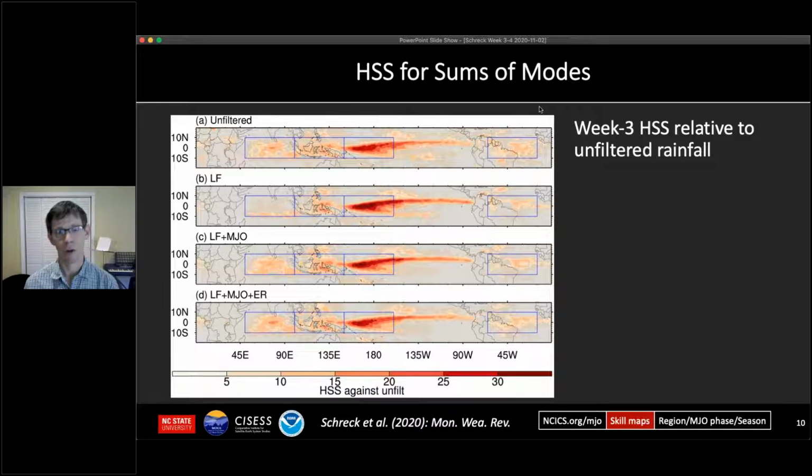But again, like in the equatorial Western Pacific, really anything you do makes it worse because that low frequency is just so strong.